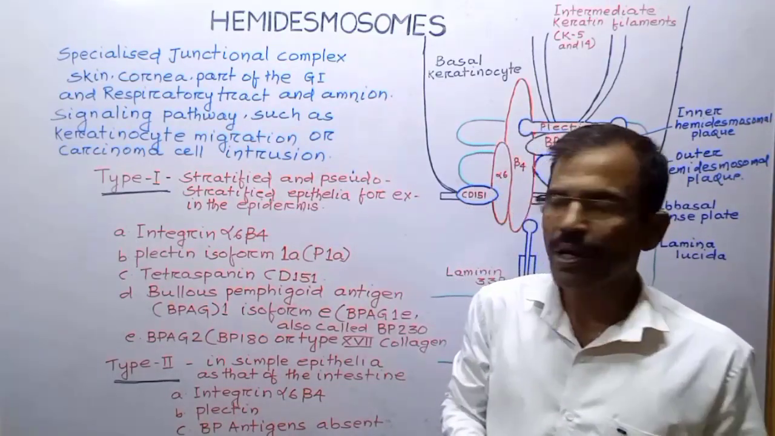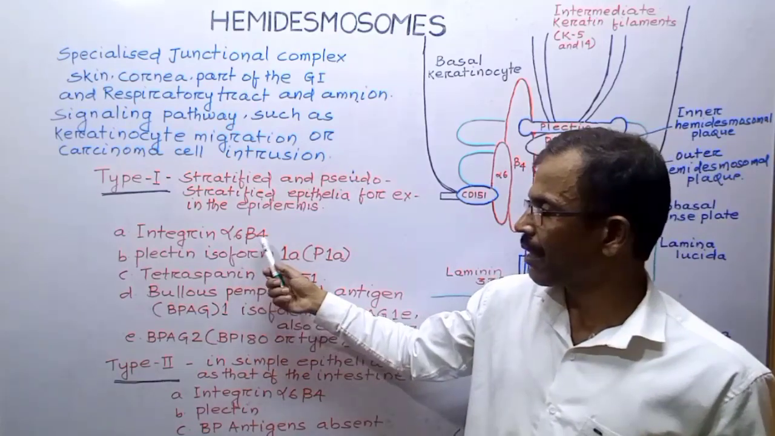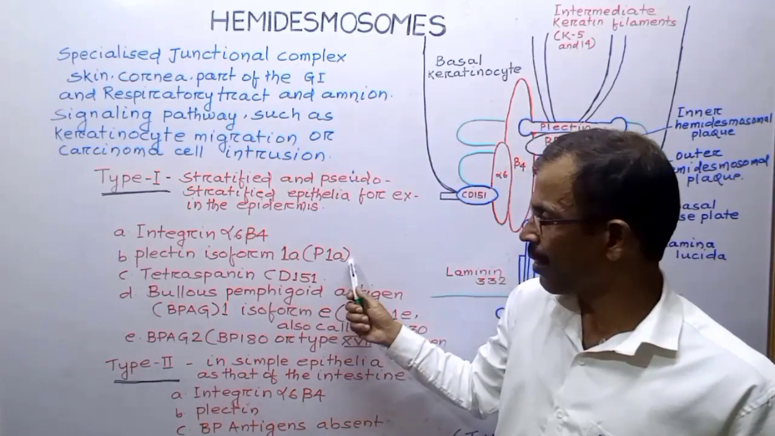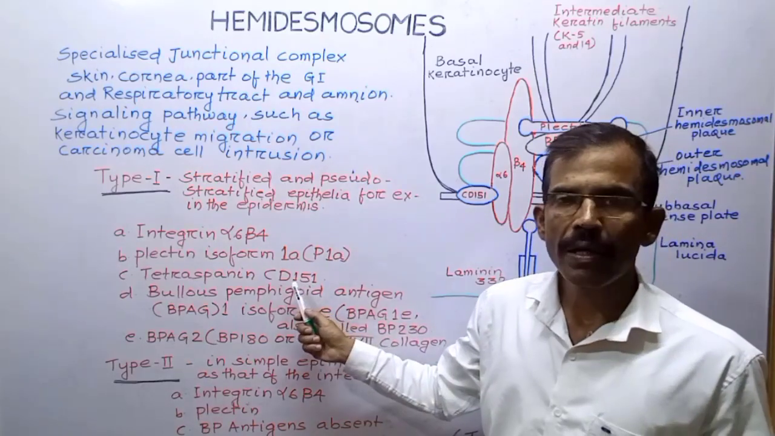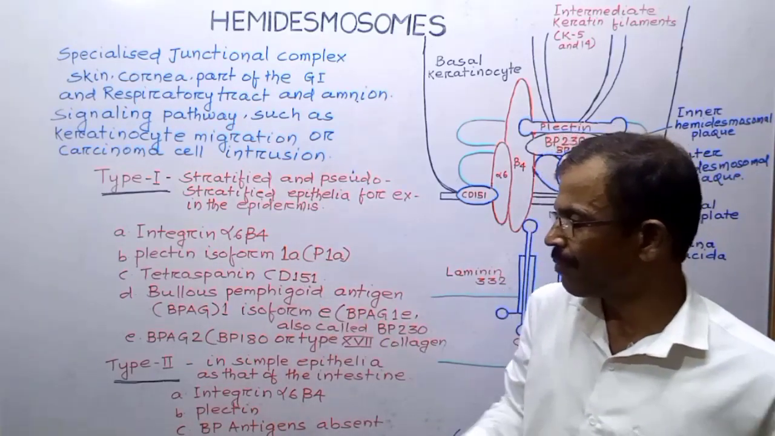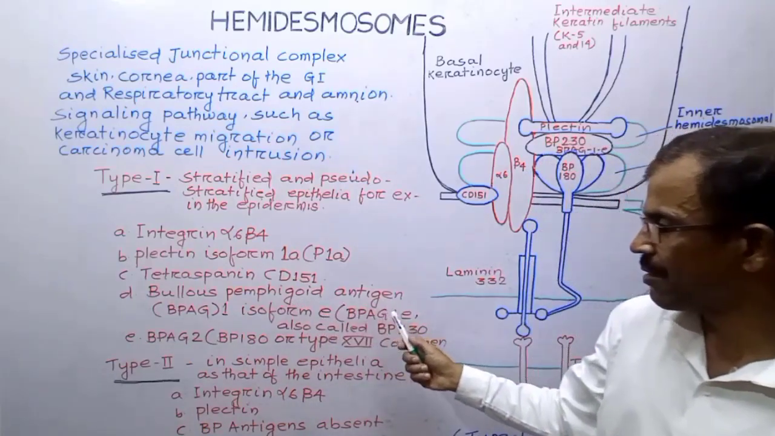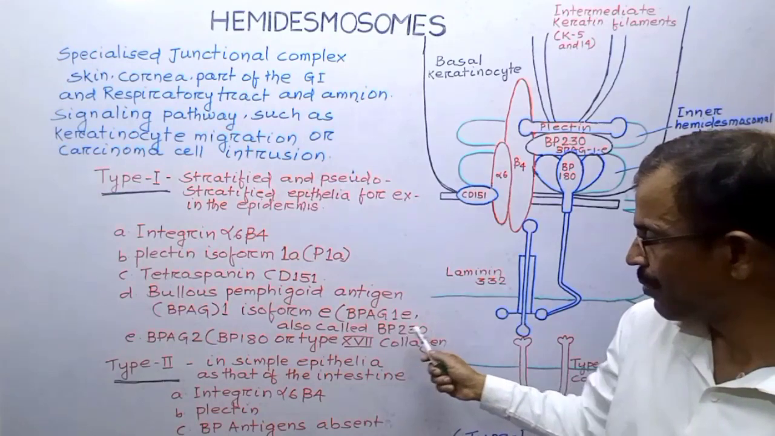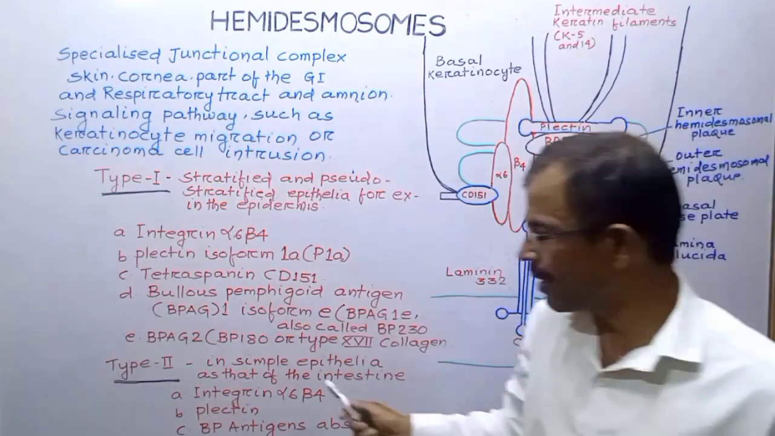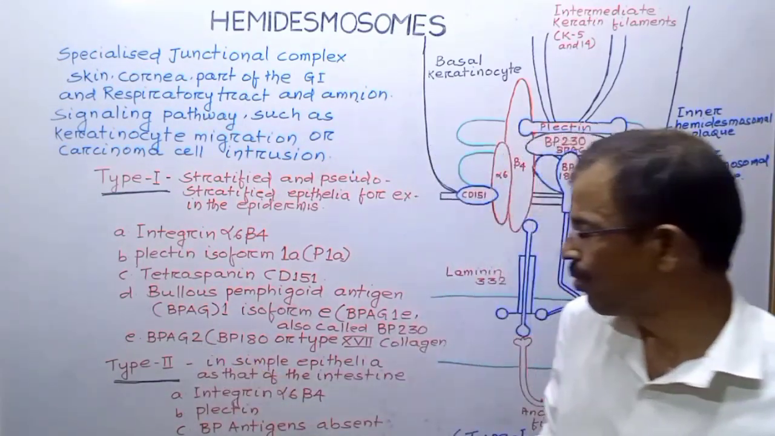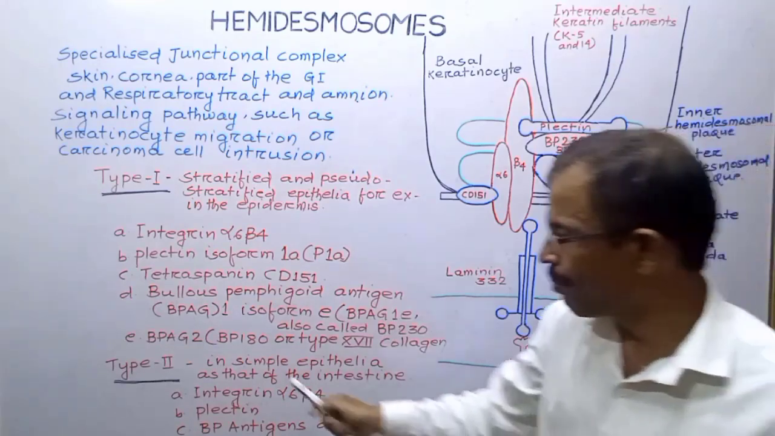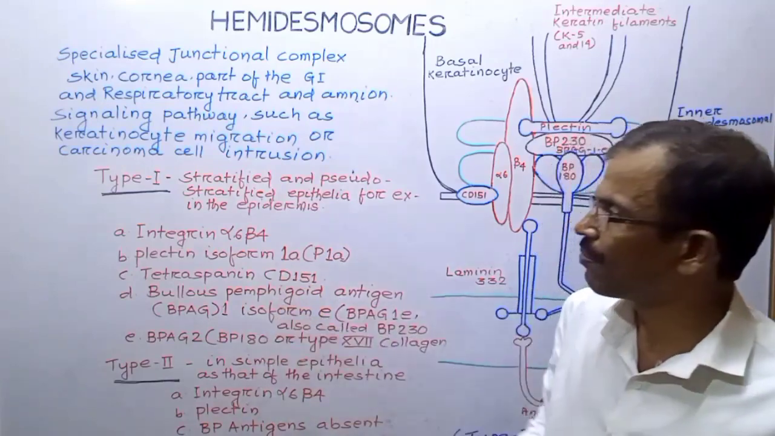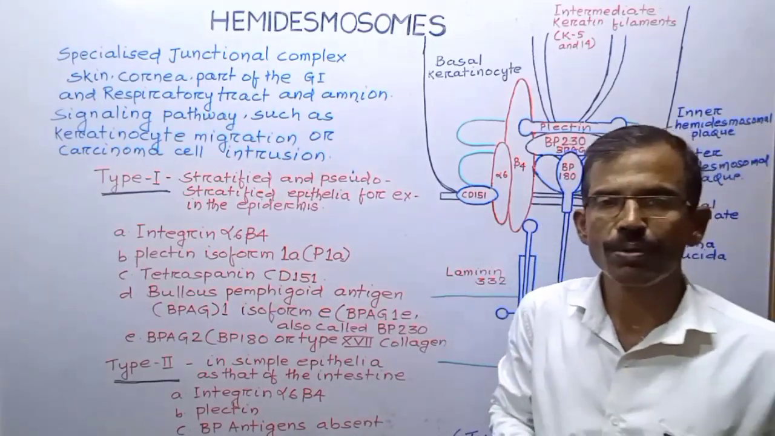Its major components are integrin alpha 6 beta 4, plectin isoform 1A, tetraspanin CD151, bullous pemphigoid antigen 1 isoform E, also called BP230, and BPAG2, which is also called BP180. These are the major components of type 1 hemidesmosome.